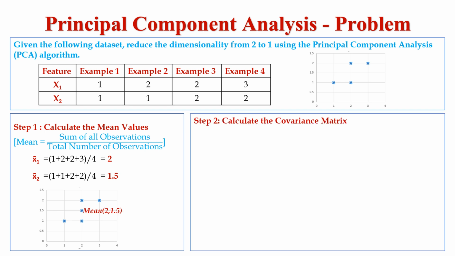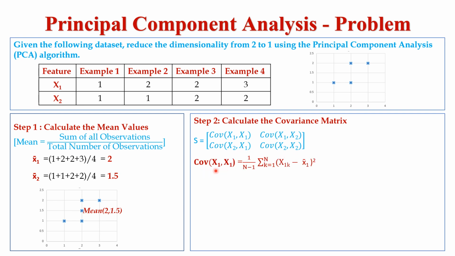In step 2, we have to calculate the covariance matrix. The covariance matrix S is represented as covariance of x1, x1, covariance of x1, x2, covariance of x2, x1, covariance of x2, x2. So first let's find the value for covariance of x1, x1. The formula is 1 divided by n minus 1, summation of k equal to 1 to n, (x1k minus x1 bar) the whole square.